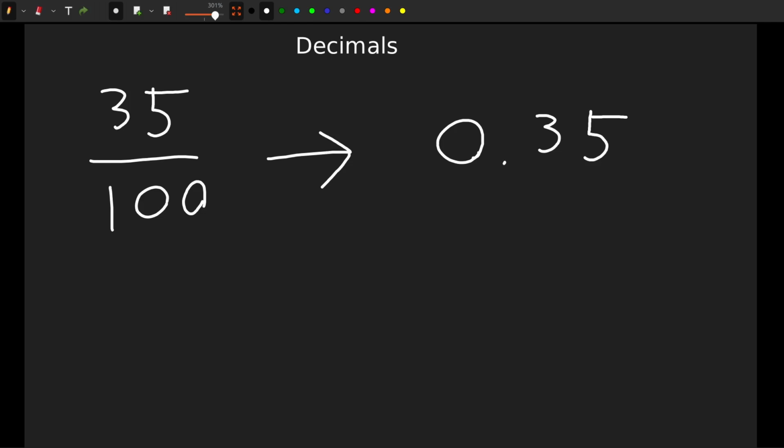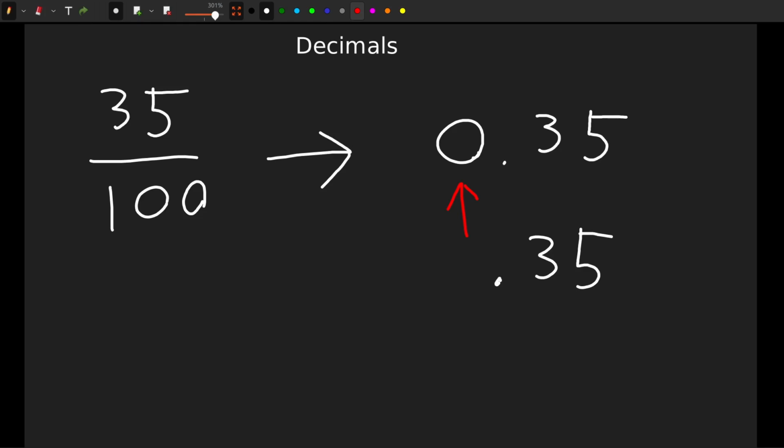Now, additionally, you can not include the 0 here in front, and you can technically write your decimal as just .35. Most times, textbooks and teachers will want you to include that 0 just as a formality. But technically you don't have to write the 0, you can just write it as .35.